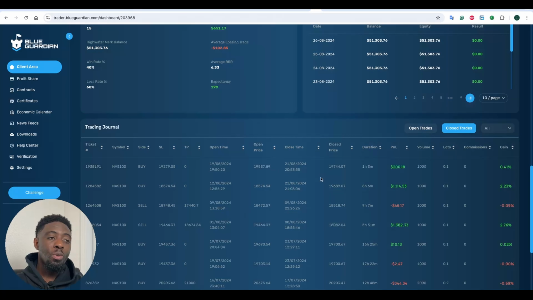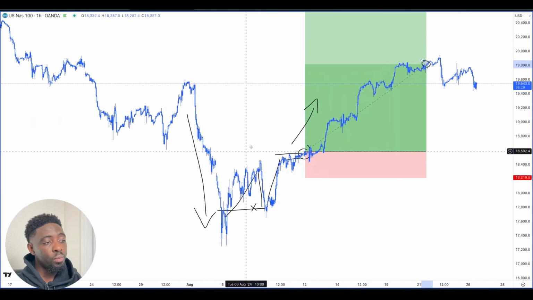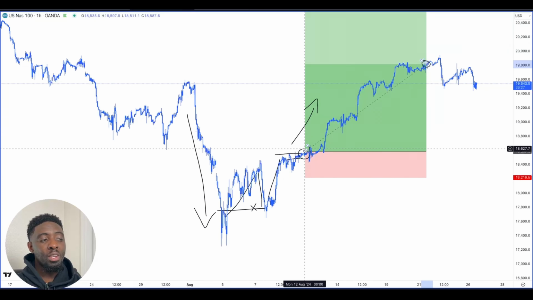Now this is another important thing. When you swing trade, it's very easy if you know what you're doing, and if you have the confidence, you can sit through trades for a couple of days, and it makes it very easy for me. So let's say we're looking at this trade right here. Once I got my entry, we had a little pullback that came in.